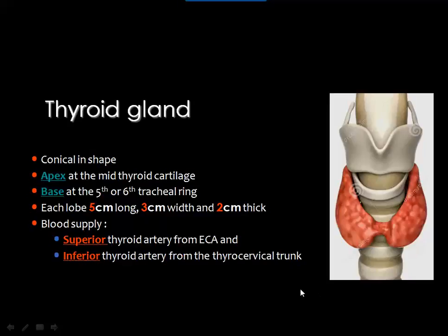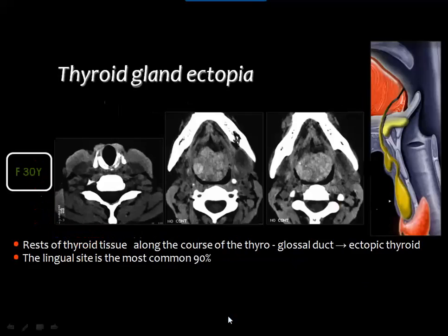Then you know that the thyroid gland is conical in shape, but the apex is almost at the middle of the thyroid cartilage, and the base is almost at the fifth or the sixth tracheal rings. The measurements of the thyroid gland are 5 cm long, 3 cm wide, and 2 cm thick. The blood supply for the superior part is derived from the superior thyroid artery of the external carotid artery, and for the inferior part, the inferior thyroid artery comes from the thyrocervical trunk from the subclavian artery.